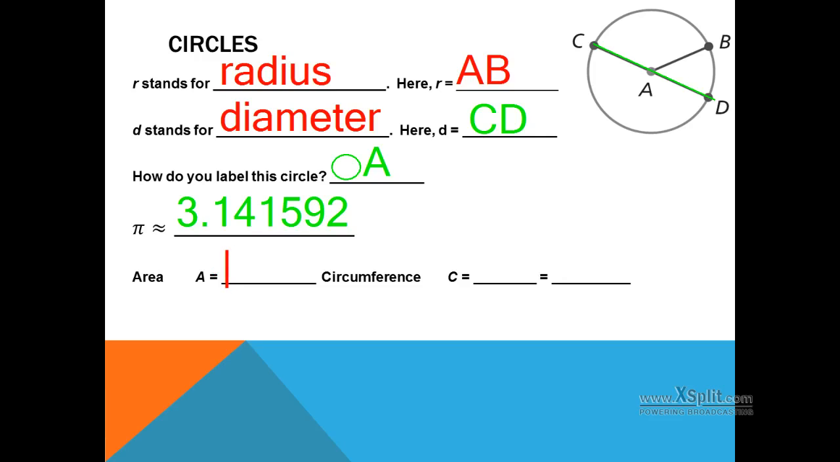Formulas. You've probably seen these formulas. You probably saw them in 6th grade and 7th grade, etc., probably as low as 5th grade. You probably saw some of these formulas.